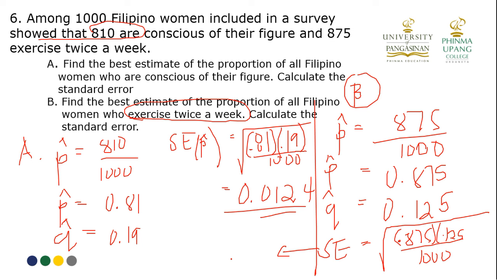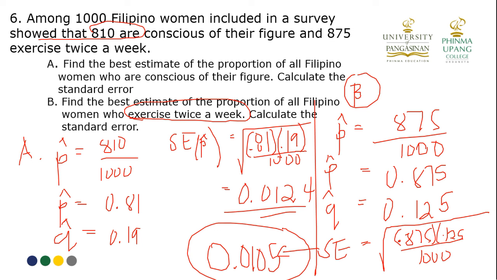Answer? This is number 6. Ano ba talaga? Dami-daming sagot. Ilan? 4 decimal places. Okay, ito na lang, 0.0105. Ito yung sagot sa letter B.